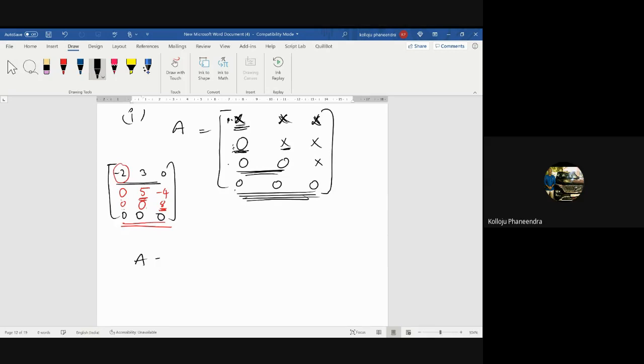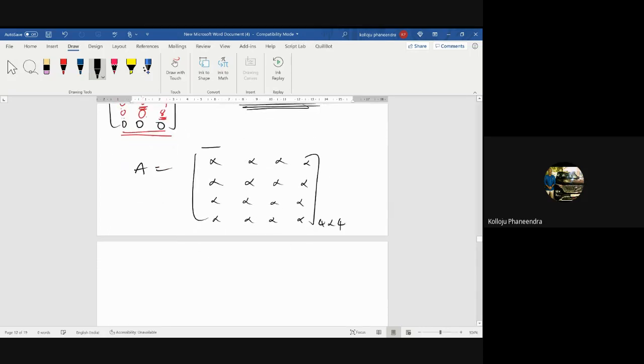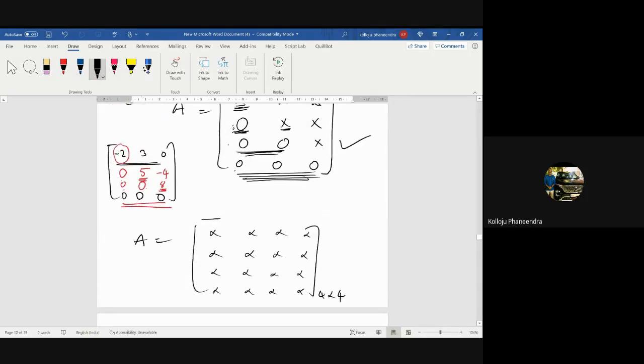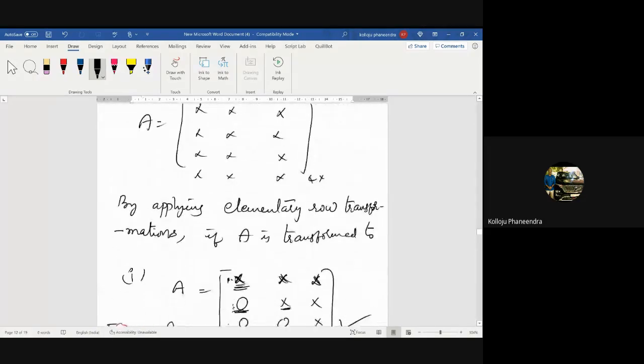And as a generalization, if I consider a 4 by 4 matrix, how to reduce it to echelon form using row operations? I will stop here. I will explain this one in the next class, the 4 by 4 matrix, because continuity is important in rank. I think this class is clear for you.